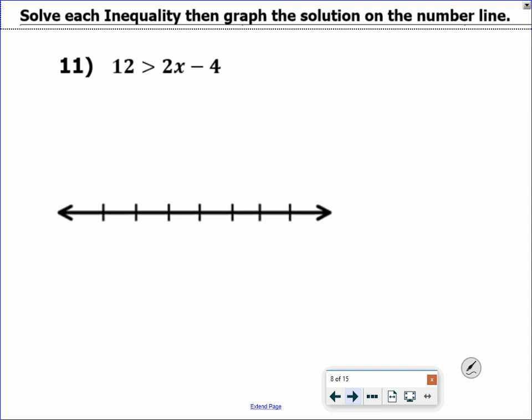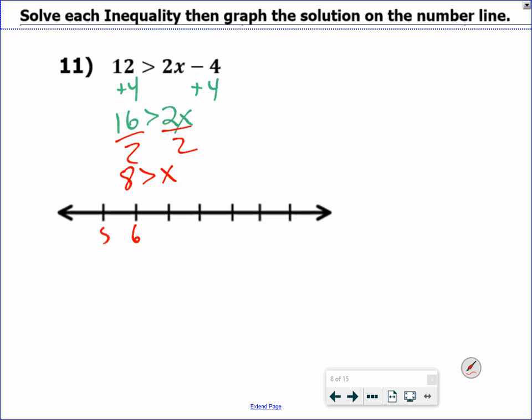Next up, we have to solve the inequality. Remember, you solve an inequality just like you solve an equation with one extra step, which will not come into play here, which is that if we divide both sides by a negative, we flip the inequality. Because x is less than, we'll start at 8, but x is smaller than 8. So there's our solution.